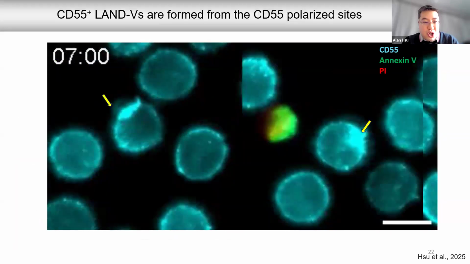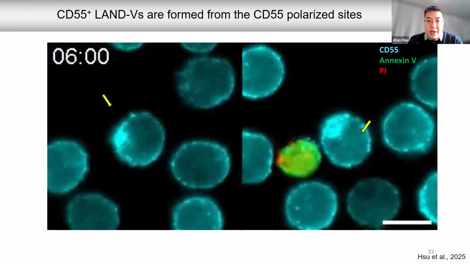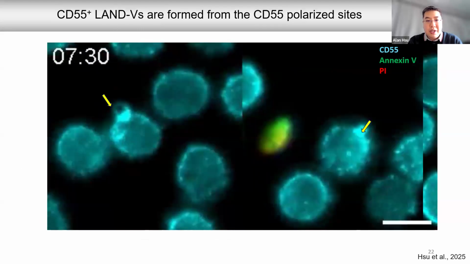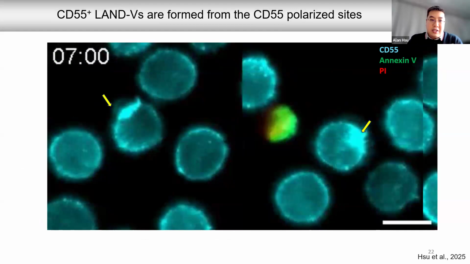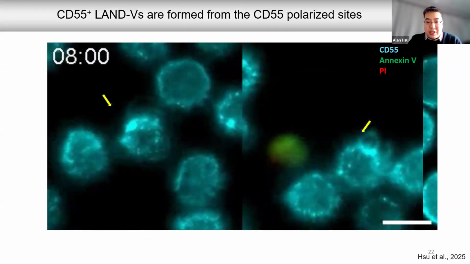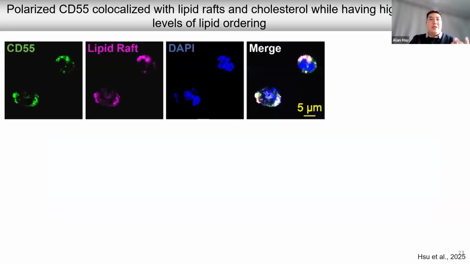So again, to show this, we see that this is live imaging with CD55 staining. You can see that the CD55 polarization happens, it clusters, and then there's a vesicle bubble forming from it, suggesting that this polarization, clustering, and LAND-V forming actually happens. CD55 is a GPI-linked protein. It's usually associated with lipid rafts.